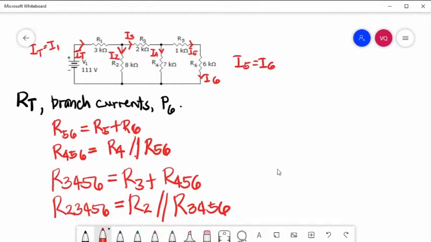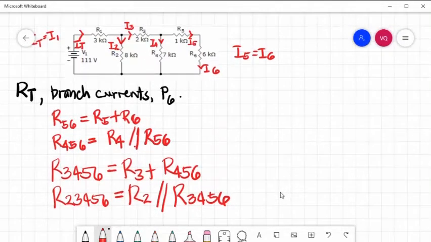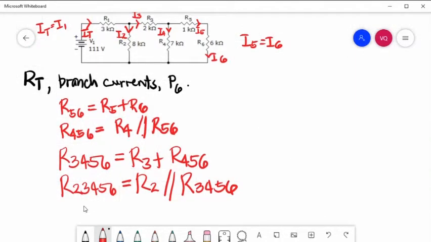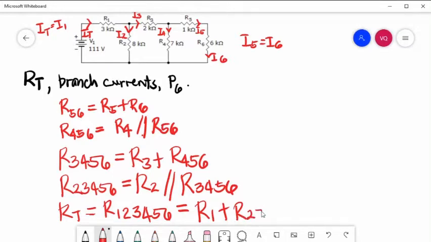Last one, the R1, and now that is your RT. RT is equal to R123456. The combination of R23456 is connected in series with R1, so R1 plus R23456. We will solve this one by one.